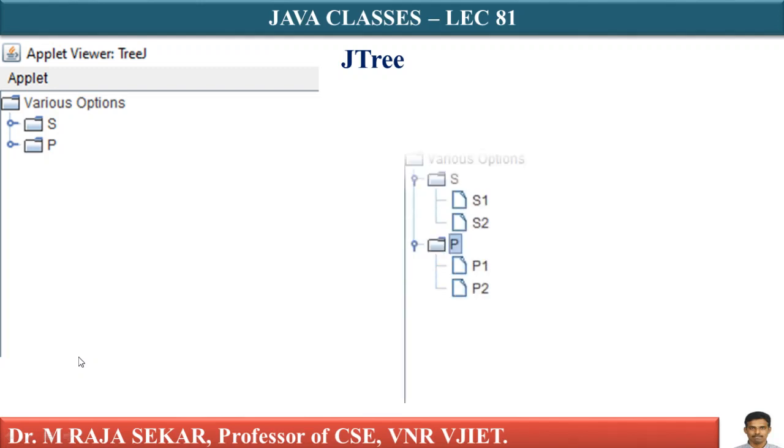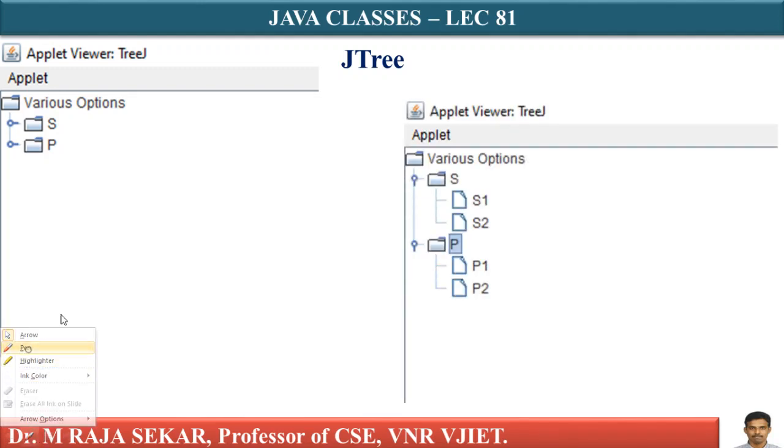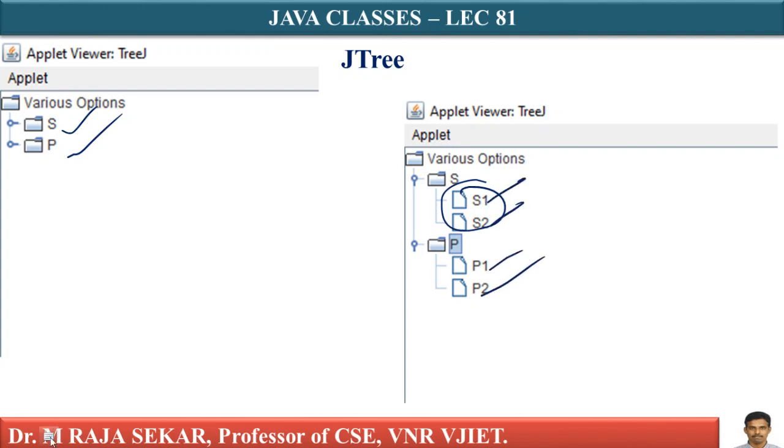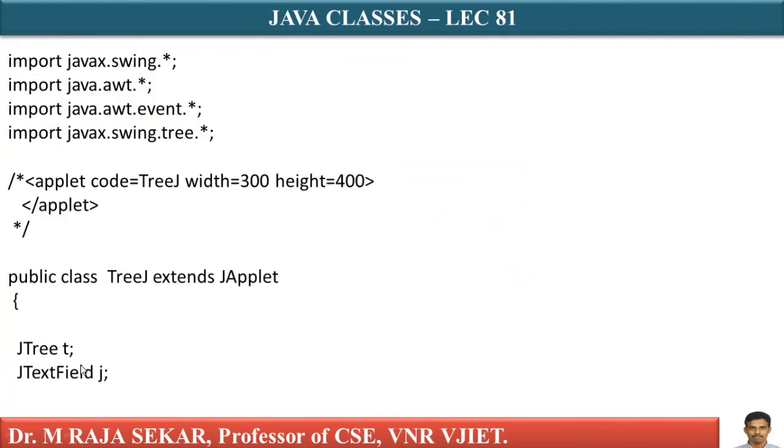Let me show this output again. Just see what happens. This one is Various Options, in which I have two subfolders, S and P. In S I am keeping the names S1 and S2, and in P I am keeping P1 and P2. This is an example of JTree. How it works, we will try to understand.